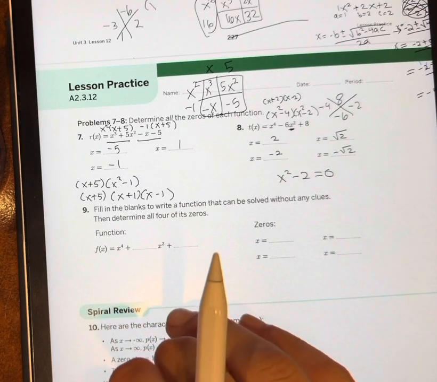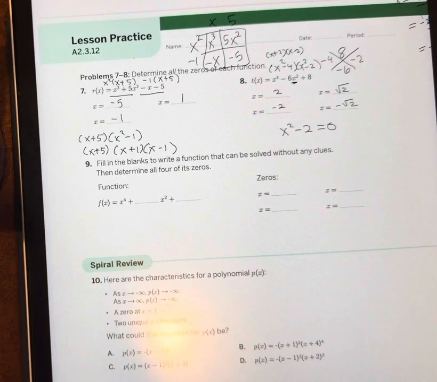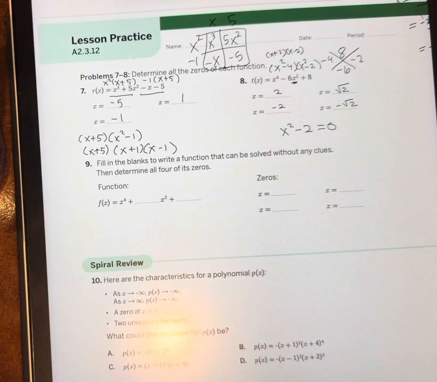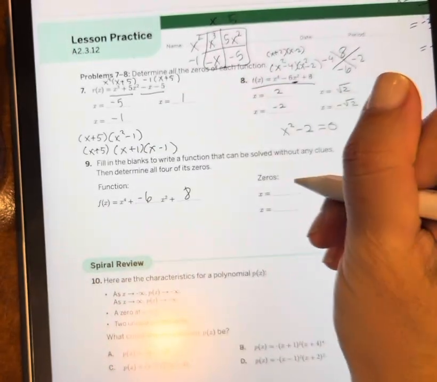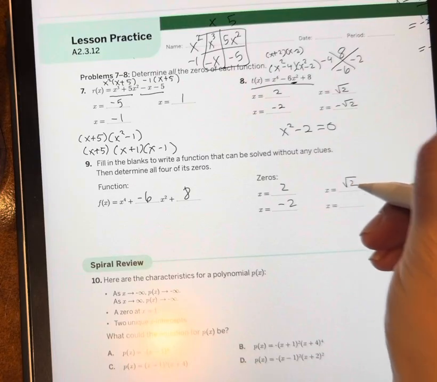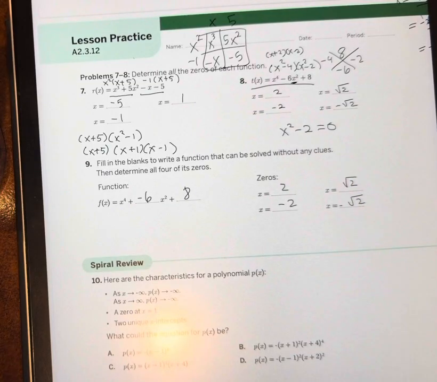Okay, fill in the blanks to write a function that can be solved without any clues. Then determine all 4 of the zeros. Why don't we just take the one they gave us? That one was solved with no clues, and then the 4 zeros. Oh my god, I just want to do this. -6 and 8, and do 2, -2, √2, and -√2. It is definitely low-key cheating.